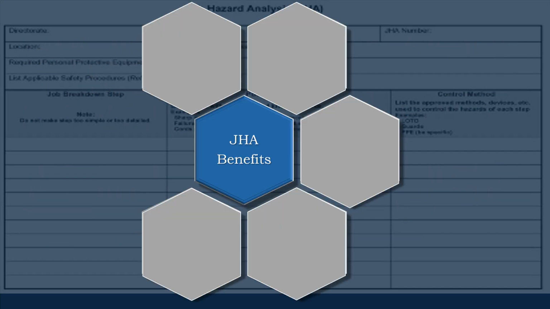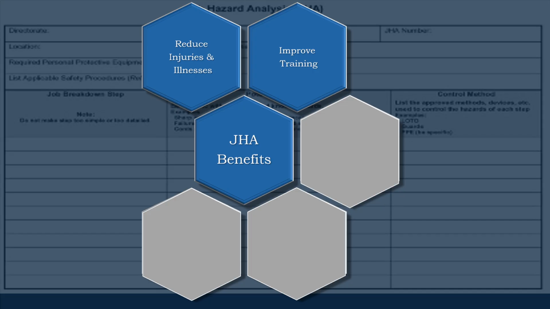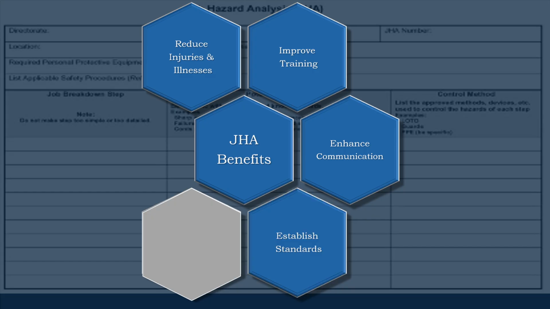The benefits of a job hazard analysis to an organization include reducing injuries and illnesses. By proactively identifying and controlling hazards, the risk of workplace incidents is minimized. Improving training: JHAs provide a clear basis for training new employees on safe work procedures. Enhancing communication: they foster open communication about safety concerns between workers and management. Establishing standards: the resulting documentation creates a formal standard for how the job should be performed safely. And facilitating investigations: a JHA can be used as a starting point for investigations when an injury or illness does occur.